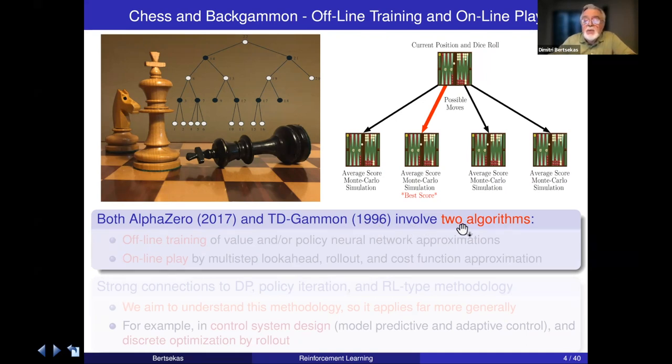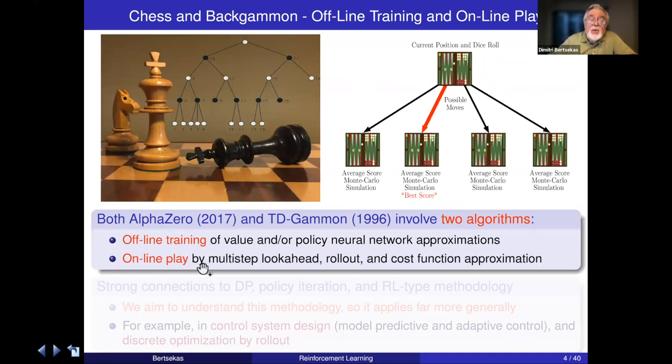They both involve two algorithms. A lot of people don't realize that there are two algorithms involved in AlphaZero. The first algorithm is the offline training algorithm, which uses neural networks and self-generated data to construct a value function, a scoring function for evaluating positions, and also a policy that can generate moves in response to different positions. All of this offline training takes place before the program plays any game against a human or computer opponent.